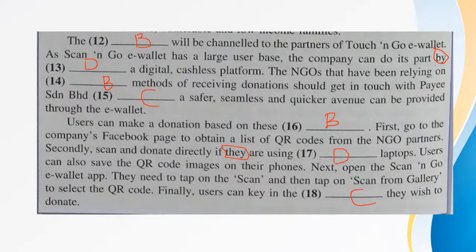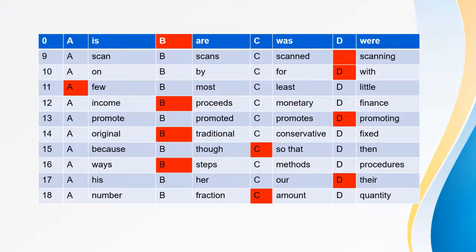Before that, let me show you the answer. This is the answer for questions 9 to 18. So check again: number 9 D, 10 D, 11 A, 12 B, 13 D, 14 B, 15 C, 16 B, 17 D, 18 C. Clear? Any questions? So chat and put a tick and write down today's date. Is that alright? Any questions?